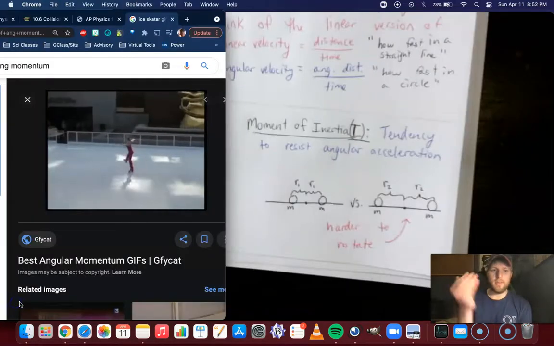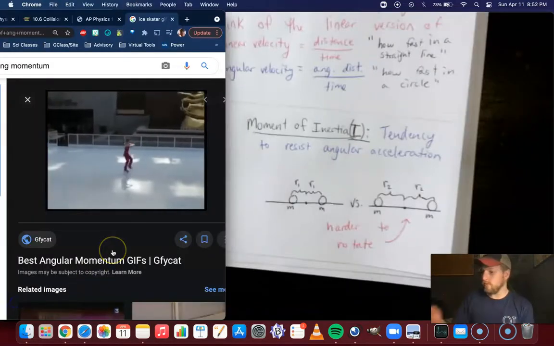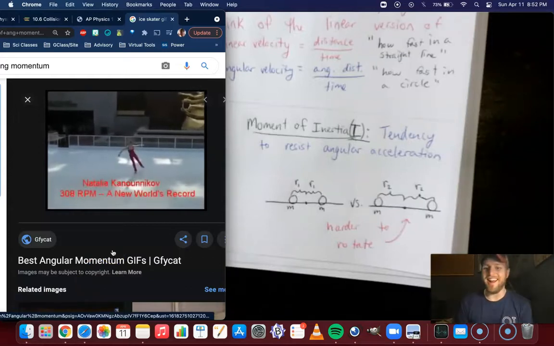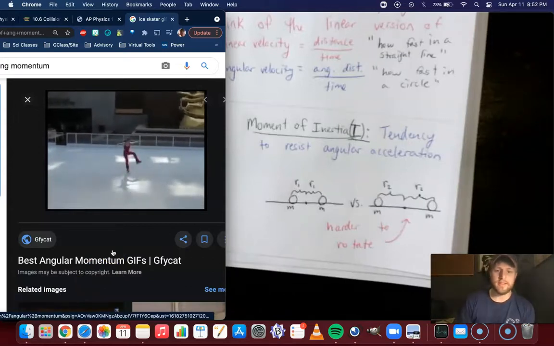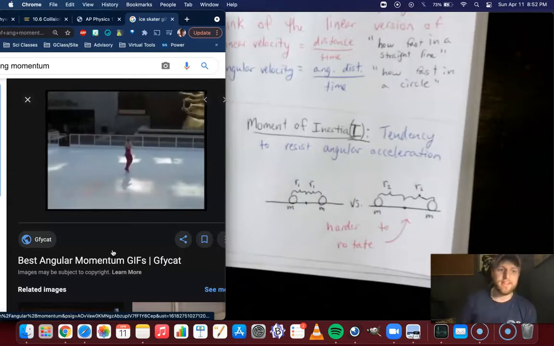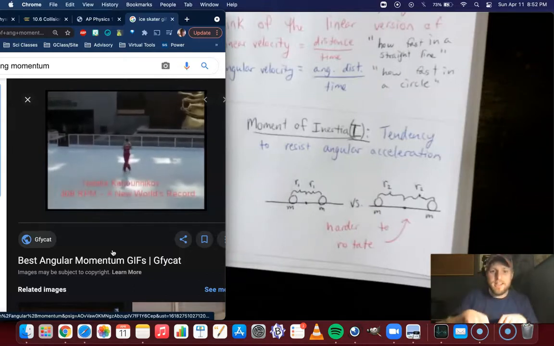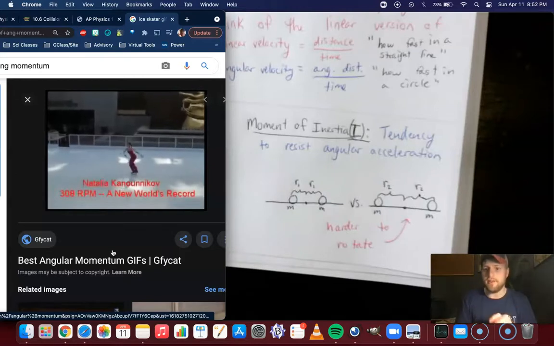I'm hoping you're going to be able to see this, but part of the classic example of talking about moment of inertia is looking at ice skaters. They're one of the most classic examples of it. If you watch this ice skater here, they're actually, apparently according to this GIF, setting a world record. What they're doing is they're pulling their arms and legs in, which decreases their moment of inertia. We'll look at details on that later.